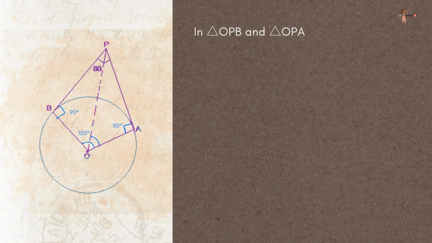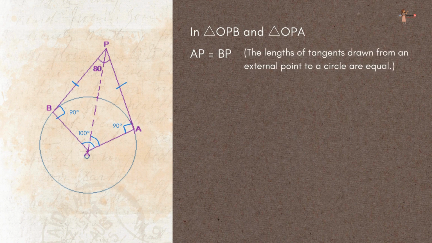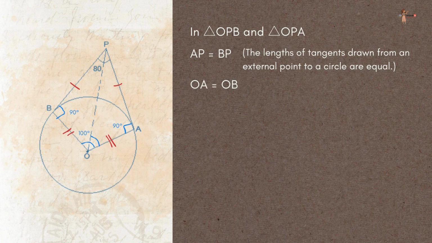Now in triangle OPB and triangle OPA, AP is equal to BP. These are the lengths of tangents drawn from an external point. OA is equal to OB. These are the radii of the same circle. And OP is common.